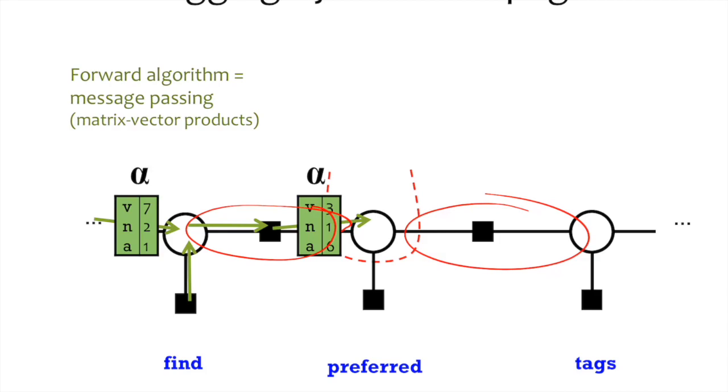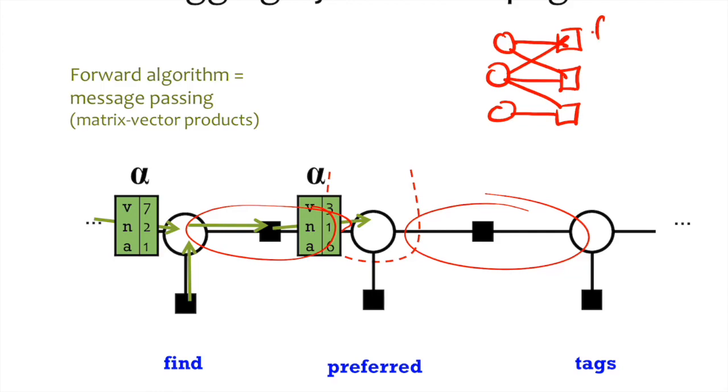So if you remember, what is the structure of the belief network? It's a bipartite graph, right? On one side are the nodes, and on the other side are the factors. If you remember, we had this graph. So these are my factors, and these are my nodes.